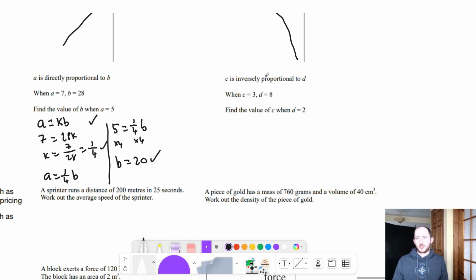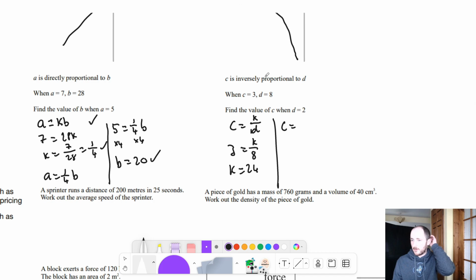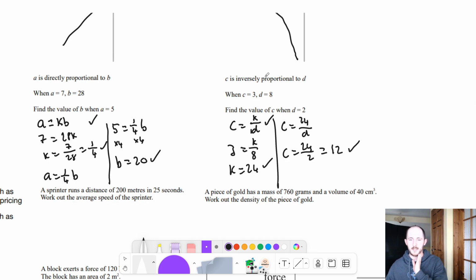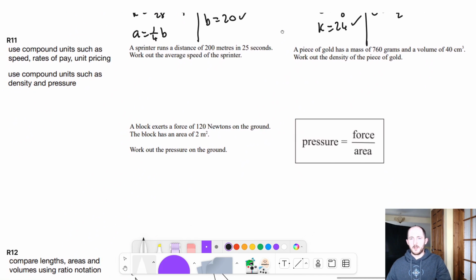Now when it's inversely proportional, instead of K times that, you're going to do C is equal to K divided by it. Directly proportional means you just have all the letters on the same line. If it's inverse, then you're going to put a fraction with the K on top. So when C equals 3, and again we're following the same steps, K is equal to 24. So that means C is equal to 24 over D. So find the value of C when D is equal to 2. It equals 12. Boom. 3 marks again. Okay.